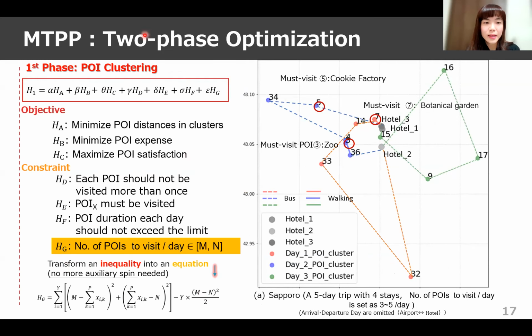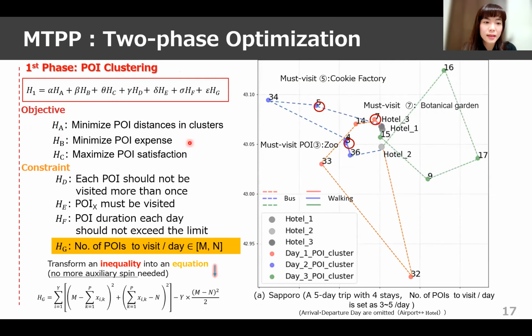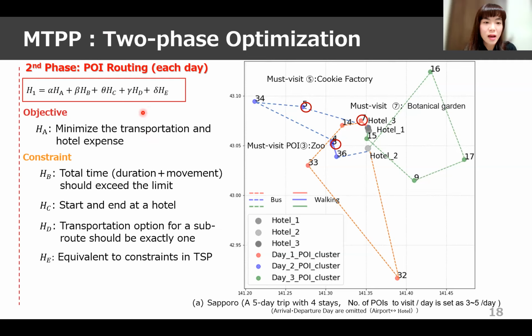Okay, so by doing the clustering phase, we can have several clusters here. And in the second phase, we would like to conduct route searching in each cluster one by one. So the first objective here is the cost of POI, which has already been considered in the first phase. So in the second phase, only the cost of transportation and the hotels shall be considered.